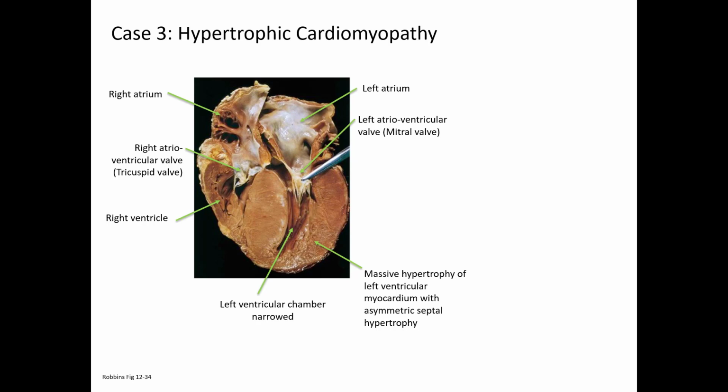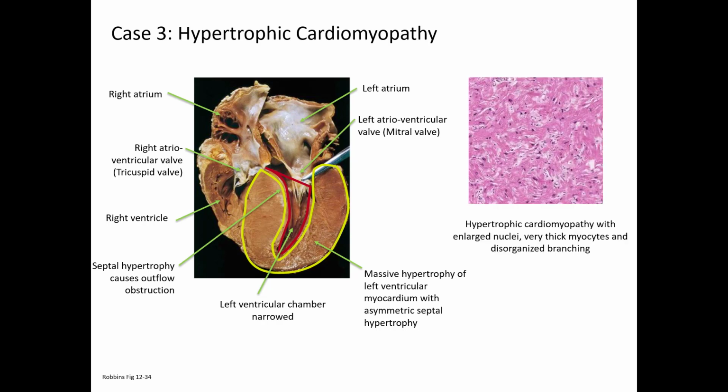You can see the left ventricular chamber is quite narrowed. Here I've outlined the hypertrophied left ventricle in yellow with the very narrowed chamber in red. You can also see the septal hypertrophy will cause outflow obstruction. Here is the histology. You can see there are enlarged nuclei, very thick myocytes, and disorganized branching.